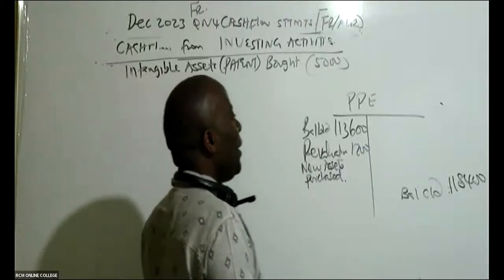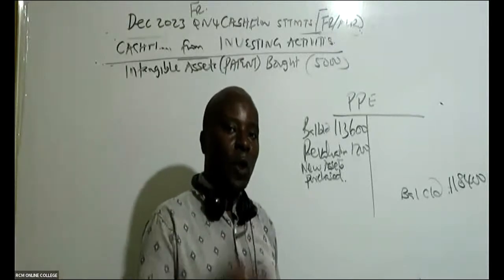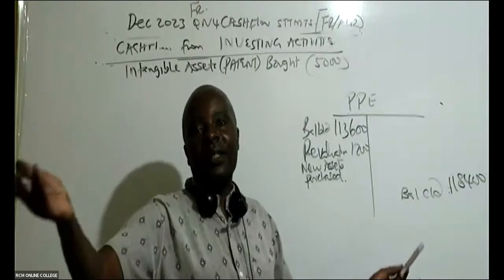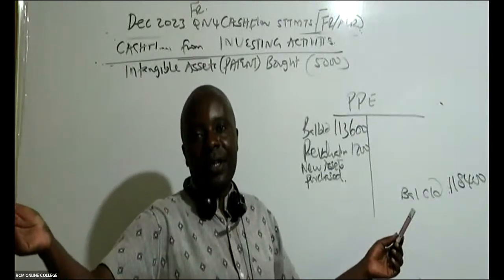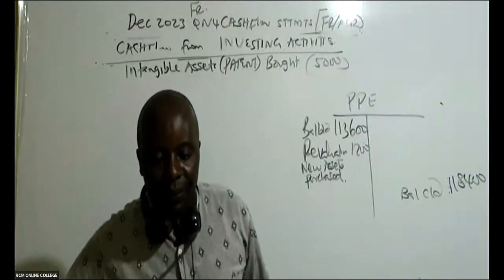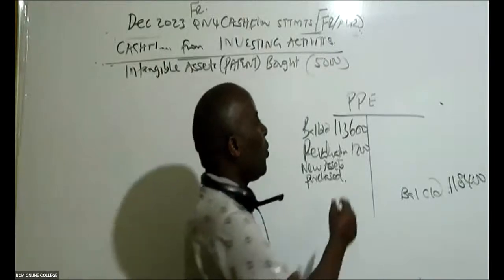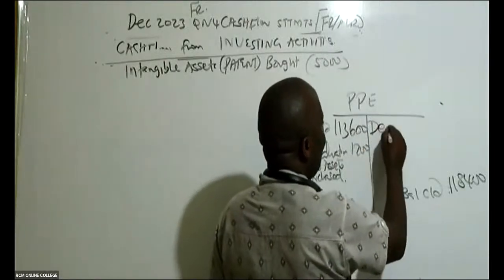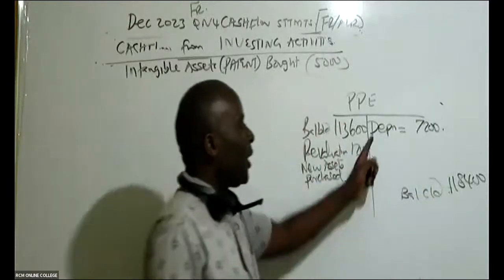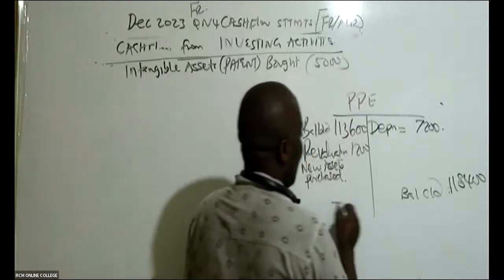Now, what makes the PPE in this case here go down, the value go down? Depreciation. And if you sell PPE items, in the question there is nowhere they told us that we sold. So the only thing we can come and account for here is depreciation. And fortunately, we know that depreciation is 7,200. Remember, we take depreciation for the year, 7,200.